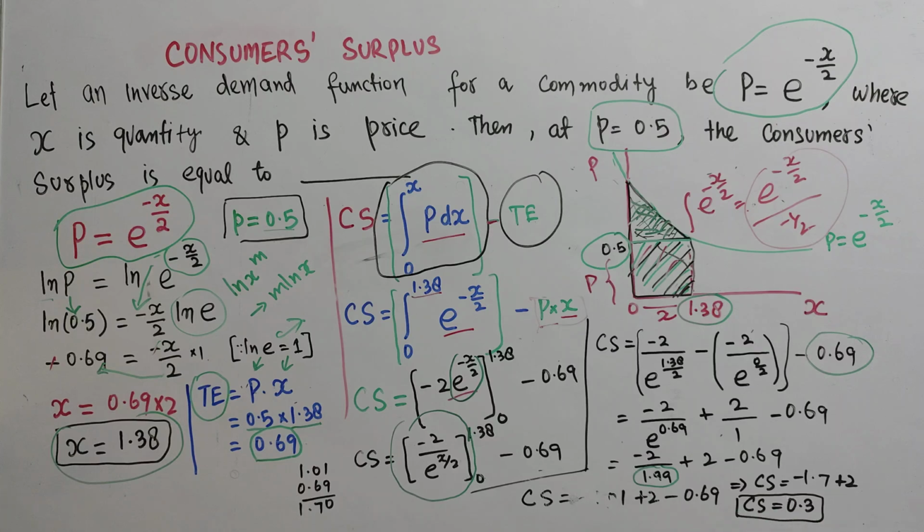Then consumer surplus will be equal to minus 1.01. So this comes out to be minus 2 upon 1.99, then we have plus 2 minus 0.69. Solving this, consumer surplus will come out to be 0.3.